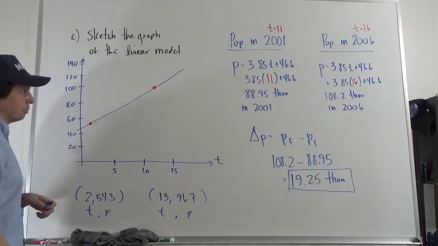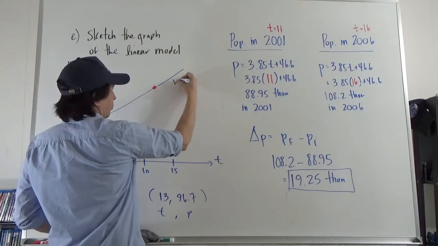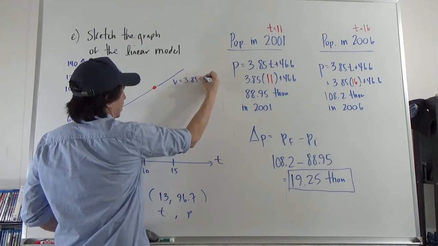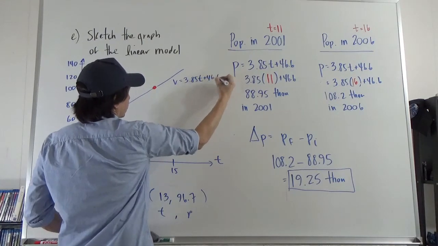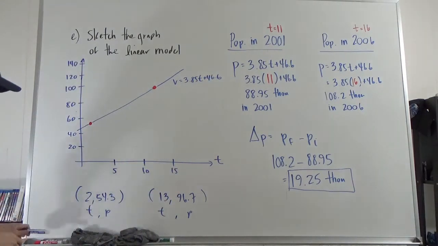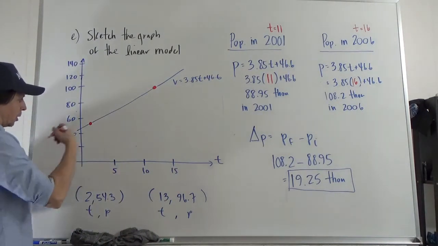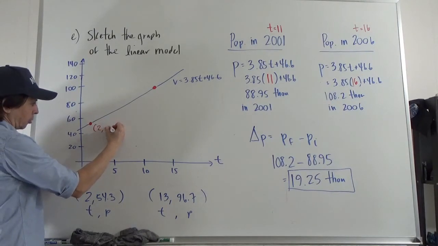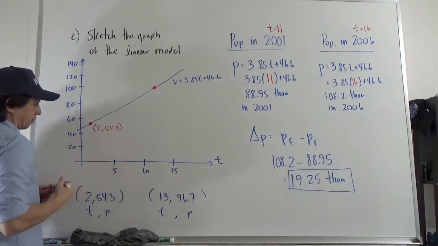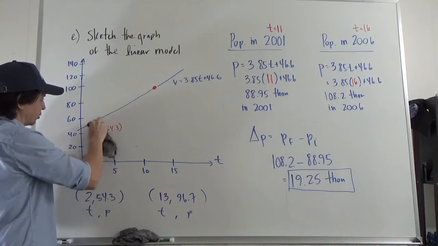And that's the model. The equation of that line is P is equal to 3.85T plus 46.6. You don't need to label it, but I want to make sure you understand. This point was the 2, 54.3. I shouldn't do that in red. I want to emphasize things as we go.